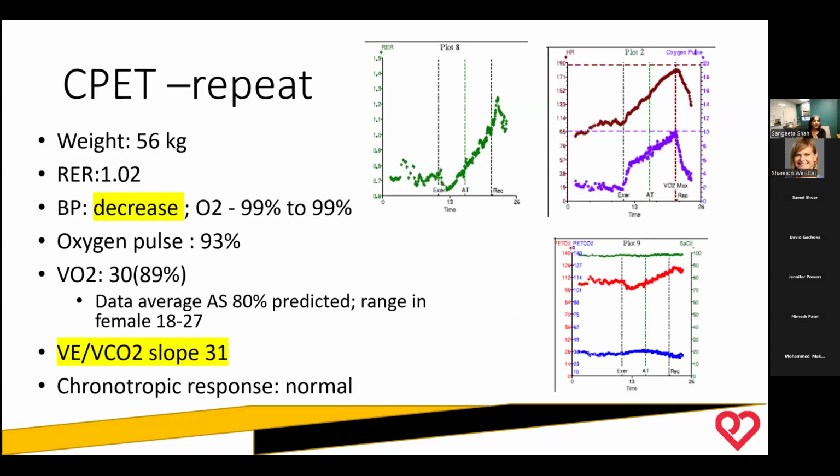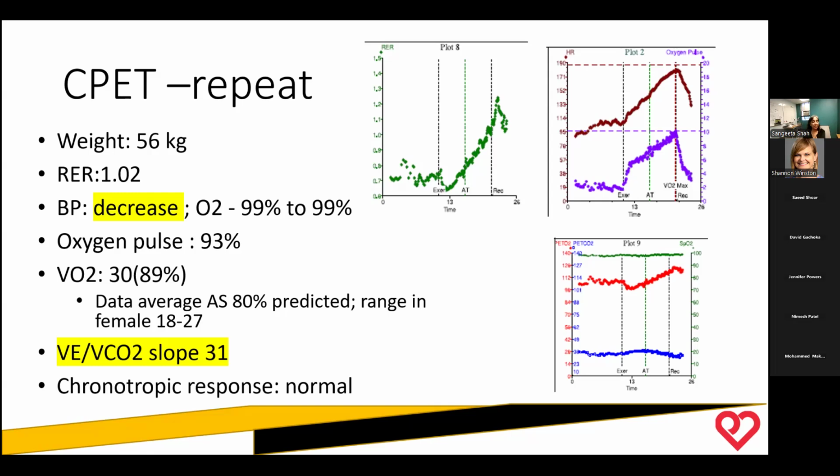So I told her, well, we'll just repeat your CPET over time and closely follow you and then go from there. So that's what we did. So this is a repeat CPET. Her weight is completely stable. Her RER, she still puts a good effort in. This time her blood pressure response decreased. And so everything else was still the same.